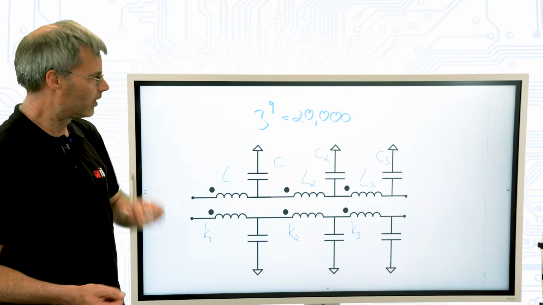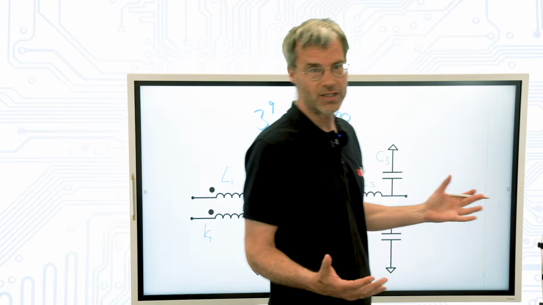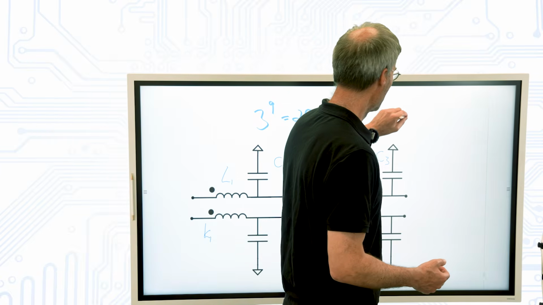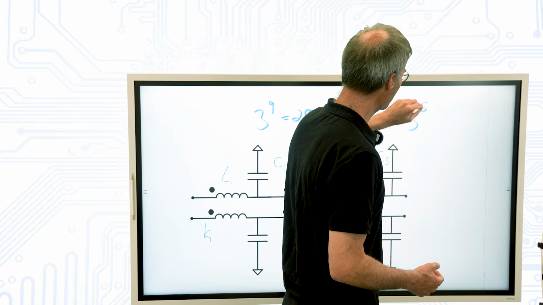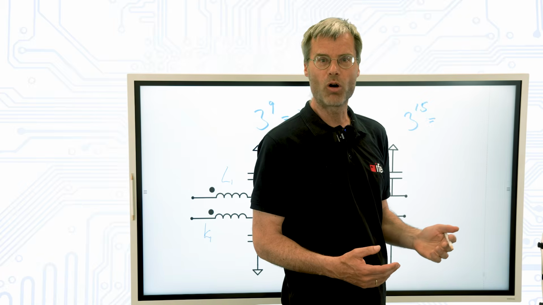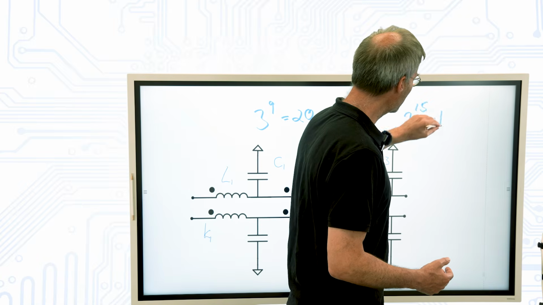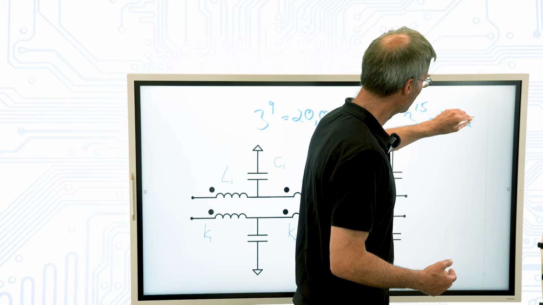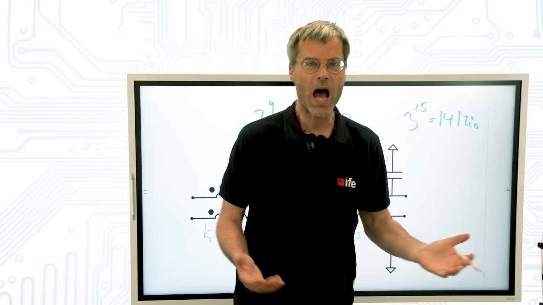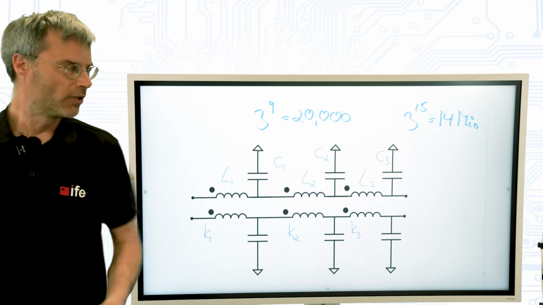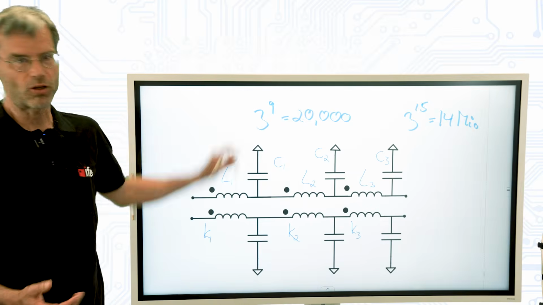Now imagine this filter gets even more complex. For instance, we have 15 dimensions. Then we would have 3 to the 15 samples, which is a total of 14 million samples. And that makes half a year of simulation time for a filter which is even not that complex.